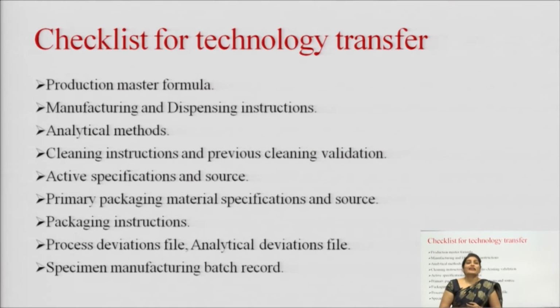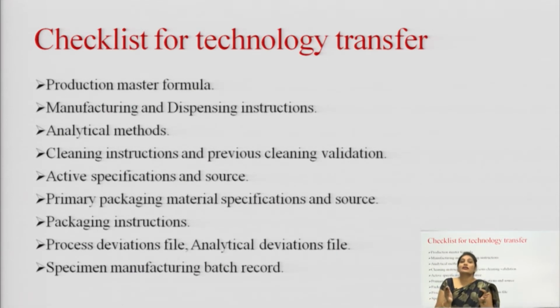Next is the checklist for technology transfer. This is the checklist for the technology transfer. Okay. Means these types of documents should be with us for the transfer of technology. First is the production master formula. Production master formula means the formula or the procedure, and the key ingredients that are used in the formula. Okay. So, that should be with us.